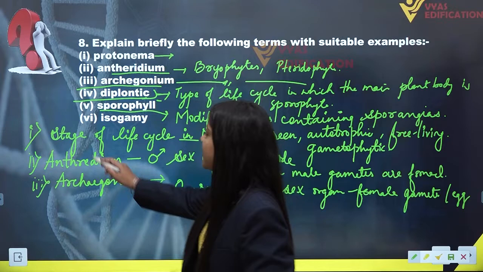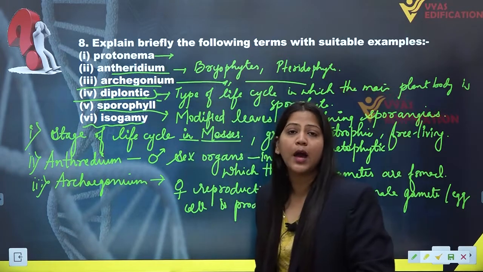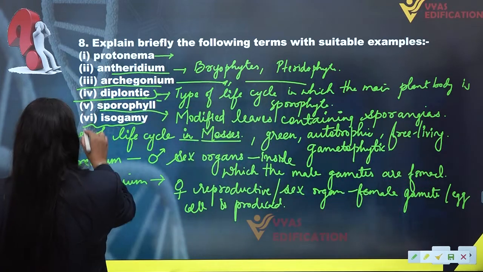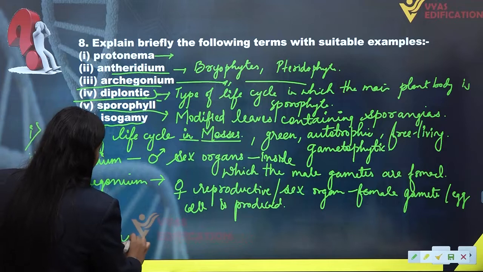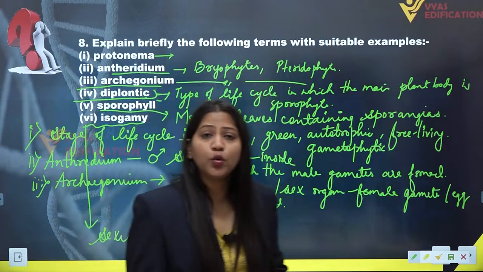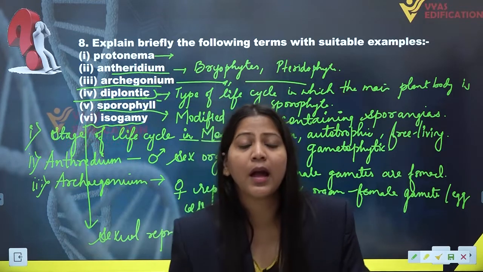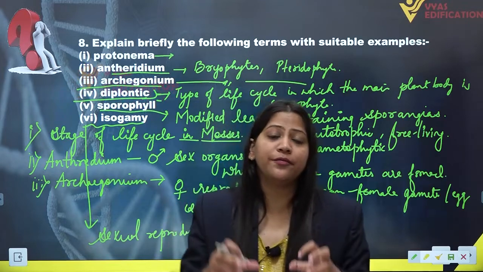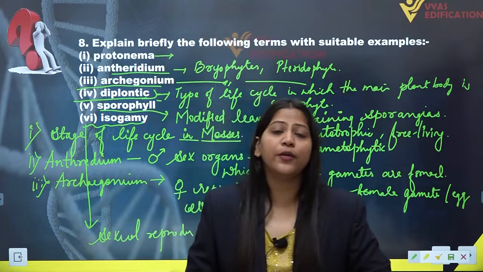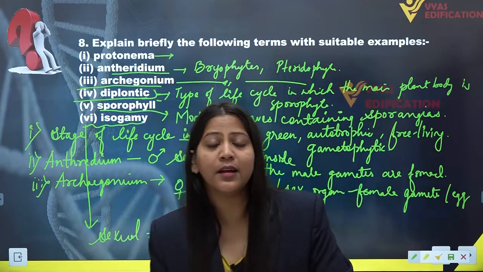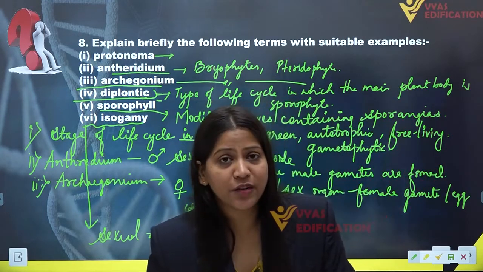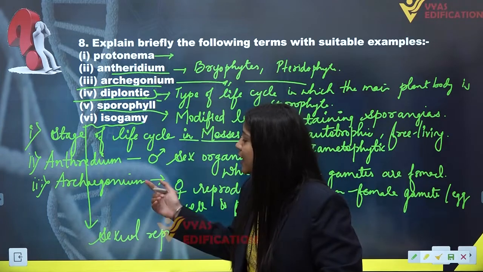Now let's come towards the next and last term, that is isogamy. Isogamy is a type of sexual reproduction in which the fusion of two similar gametes occurs. Similar gametes in size as well as in function come together and fuse with each other to form a zygote. This type of sexual reproduction is known as isogamy.